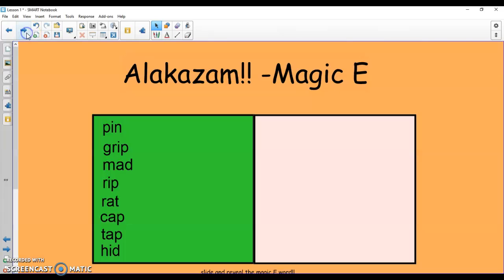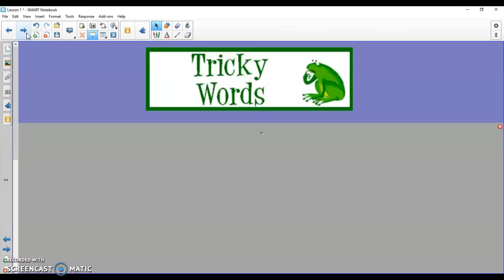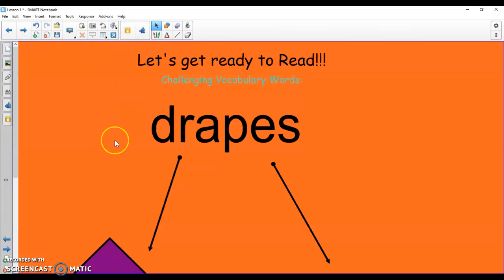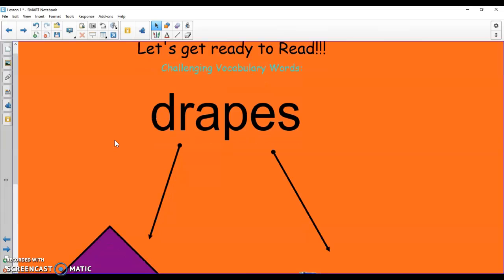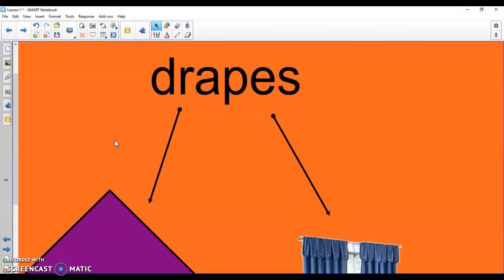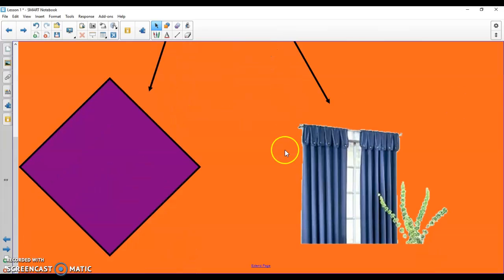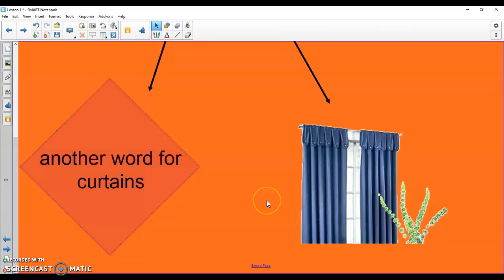Okay. The next part is we are going to read, I'm going to read a story from our new reader this time. So one of the words in the story are drapes. By looking at this picture, can you tell me what another word for drapes are? Another word for drapes is curtains.